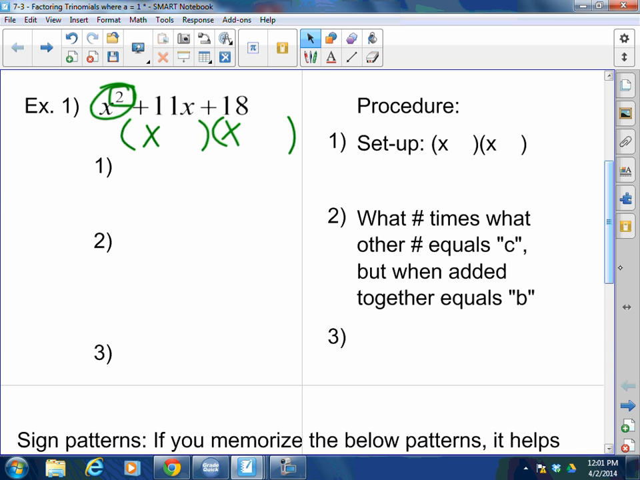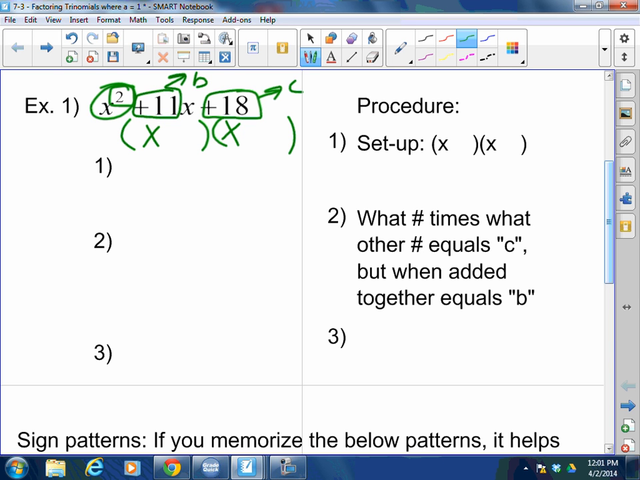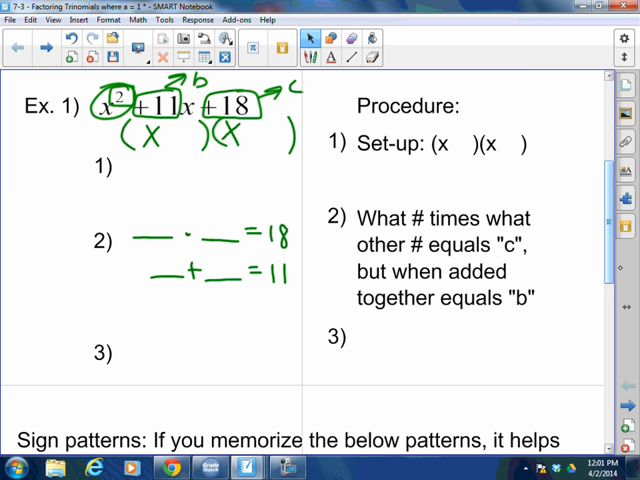Step 2. You got to ask yourself, what number times what other number equals the c value? Remember, 18 is the c value here, positive 18. But when added together equals the b value. And in this case, the 11 is the b value. So what times what equals 18, but when added together equals 11? What would that be, guys? What times what is 18, but when added together is 11? Yes, sir. 9 and 2, that's exactly right.